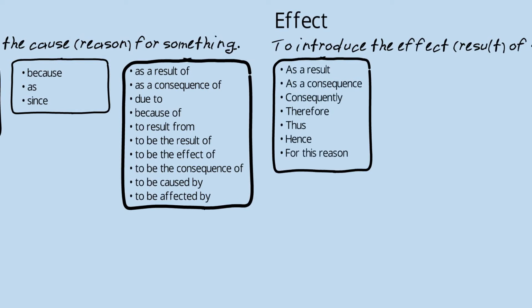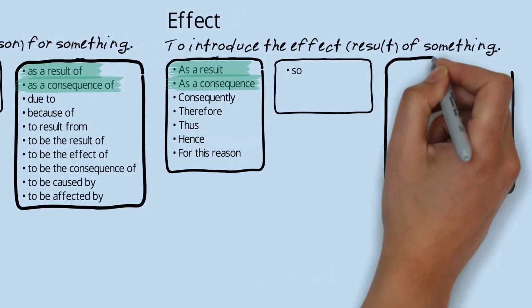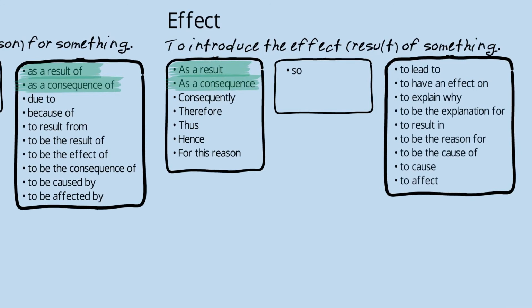As a result of is used to introduce a cause. As a result is used to introduce the effect. As a consequence of is used to introduce the cause. As a consequence introduces the effect. Clause connectors, there is just the word so, which we saw in some of the examples earlier. And again, other type transition signals, there are many examples, to lead to, to have an effect on, and so on.